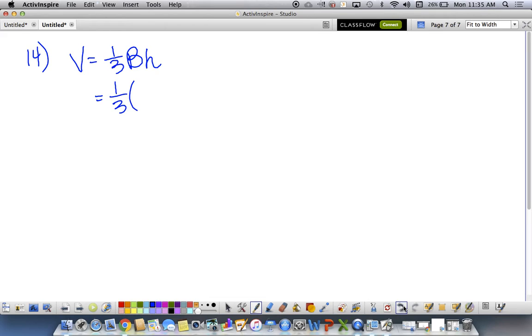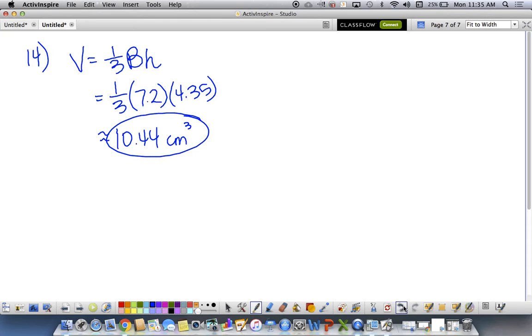Guess what they told you? The base area is 7.2. You don't even have to calculate anything. All you have to do is multiply. So you just multiply these two numbers and divide by 3. And you're done. Number 14 should simply be, is approximately 10.44 centimeters cubed, because it's a volume. Okay. Number 15.